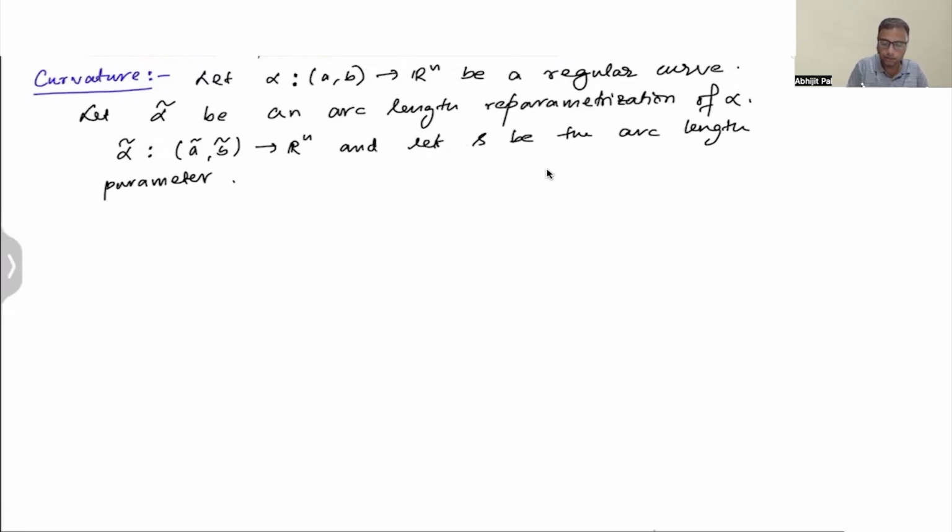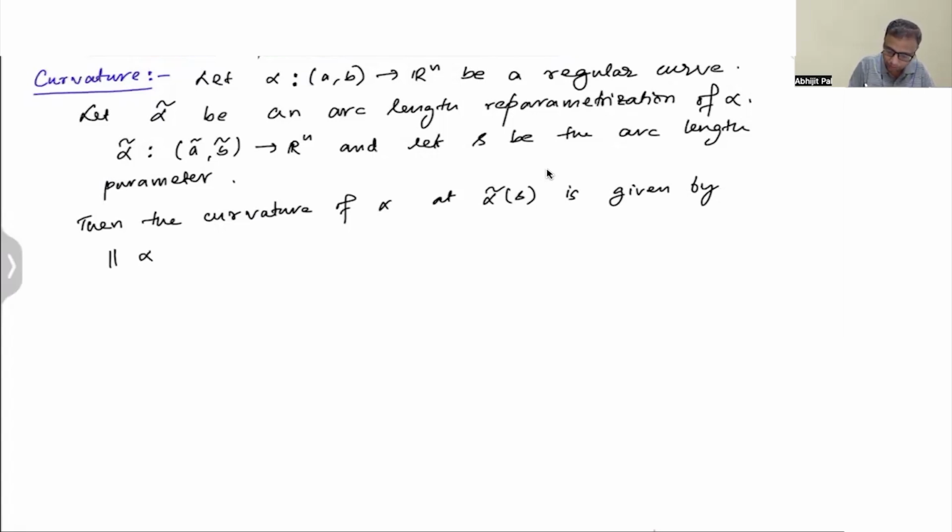So then how do you compute the curvature? Then the curvature of alpha at alpha tilde S is given by the norm of alpha tilde double prime S. So you take the unit speed reparameterization of this alpha, and you take the double derivative and take its norm. So that will give you the curvature of alpha at alpha tilde S.